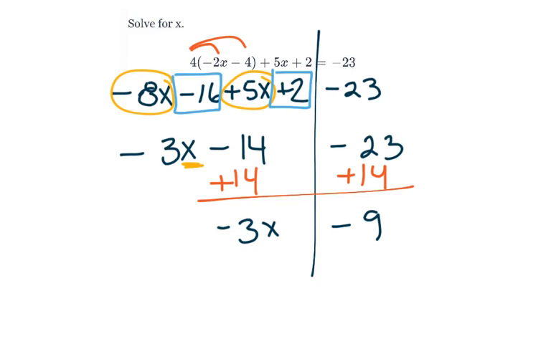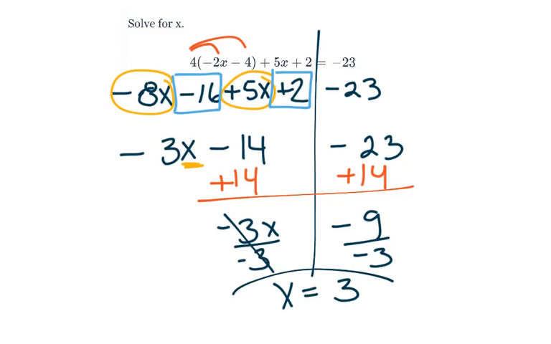So now this is multiplication. So the inverse of that is division. Divide by -3. So x equals a +3. Because a negative divided by a negative is a positive.